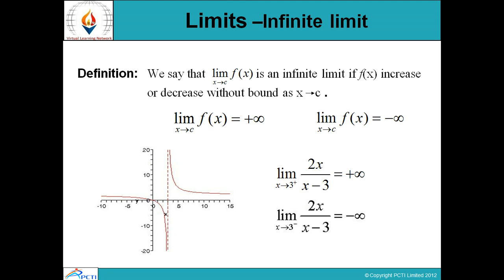Definition: we say that limit x tends to c of f(x) is an infinite limit if f(x) increases or decreases without bound as x tends to c. Limit x tends to c of f(x) equal to positive infinity, and limit x tends to c of f(x) equal to negative infinity. So, limit x tends to 3 of 2x upon x minus 3 equals positive infinity. Limit x tends to minus 3 of 2x upon x minus 3 equals minus infinity.